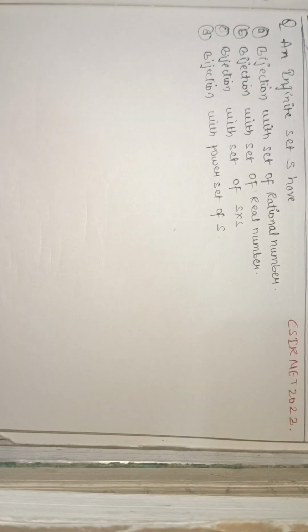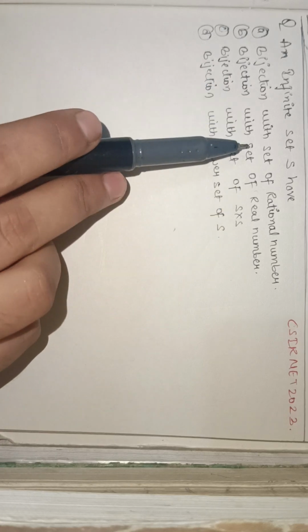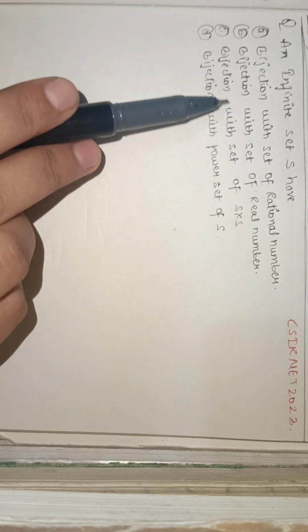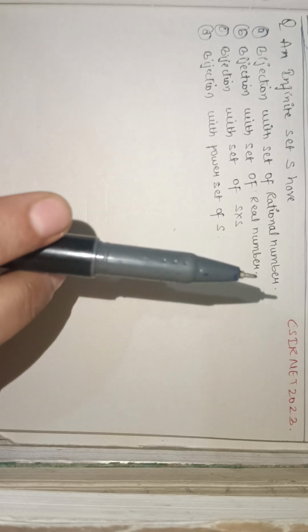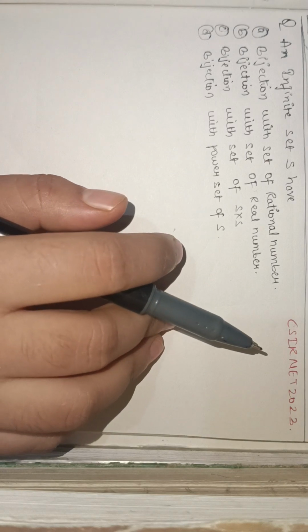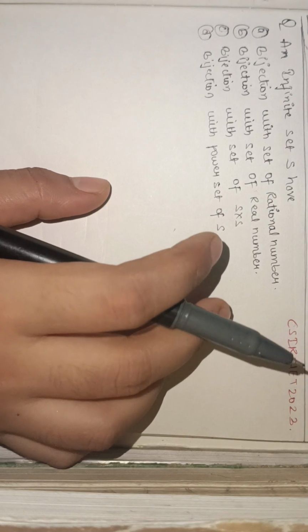In this video lecture, I am going to discuss the next PYQ of real analysis asked in CSIR NET 2023. So our question is: an infinite set S has a bijection with the set of rational numbers, a bijection with the set of real numbers, a bijection with the set S cross X, a bijection with the power set of X. So here we have to discuss the options one by one.